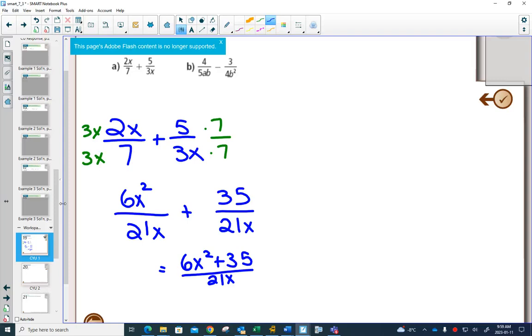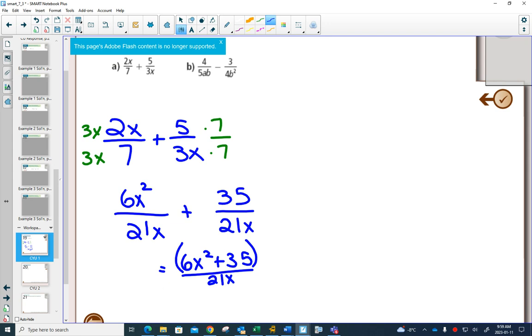And here we have to be careful, because you will be tempted to simplify. Some of you might be tempted to go, oh, I can divide 6 and 21 both by 3. Should I simplify those fractions? Remember, we can only simplify if we're multiplying. Things that are added together, technically, this 6x squared plus 35 is one factor. And the only way anything can cancel out in that factor is if you have something identical on the bottom.